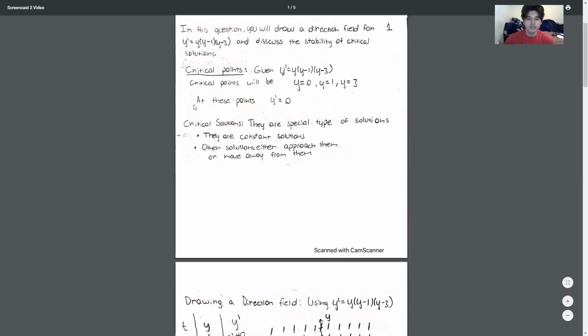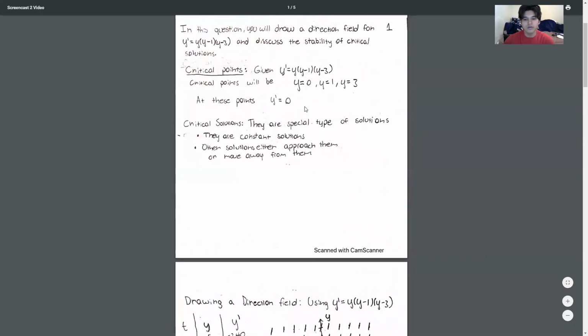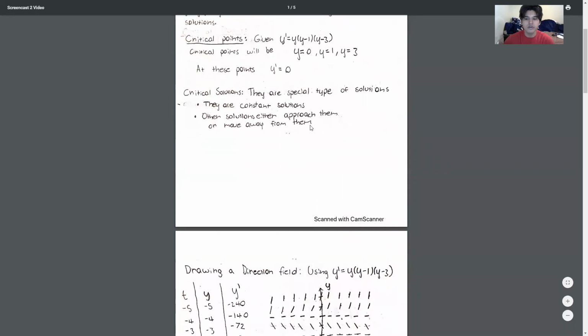What makes critical solutions so special is that they are constant solutions, and other solutions either approach them or move away from them. This idea of moving away from solutions and moving towards them is what we call stable or unstable solutions. Essentially, unstable solutions are those where other solutions tend to move away from them, and stable solutions are when other solutions move towards them.